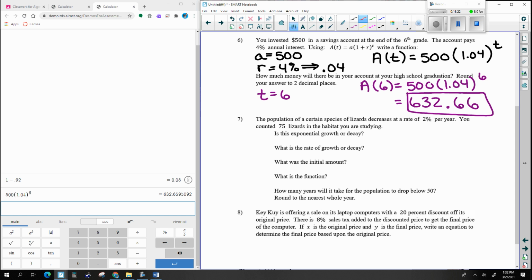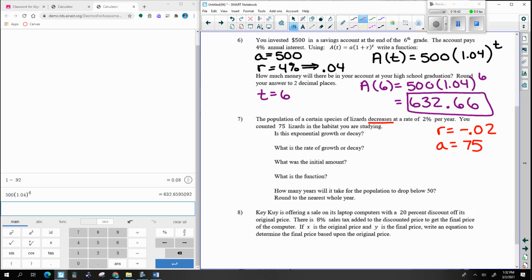Okay, so the population of lizards decreases at a rate of 2%. So the rate is kind of like negative 0.02. So they decrease at 2% per year. You counted 75 lizards in your habitat. All right, so the initial amount was 75.